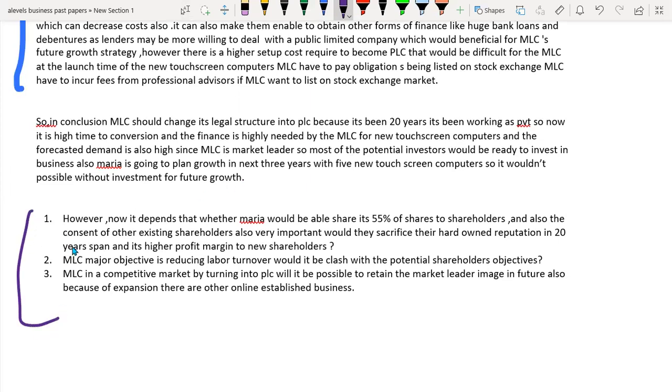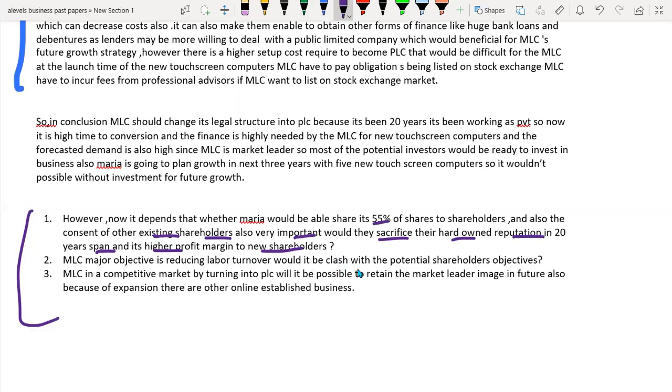But among the other factors, it now depends on whether Maria would be able to share shares with the shareholders, because she is holding 55%, and the consent of the other existing shareholders is also very important. Would they sacrifice their hard-earned reputation over a 20-year span and its higher profit margin to new shareholders without any effort? MLC's major objective is reducing labor turnover. We have seen this in the case.